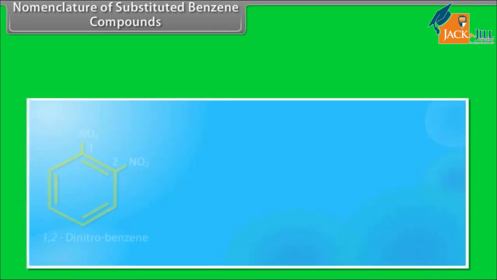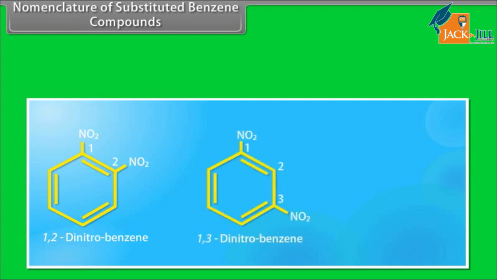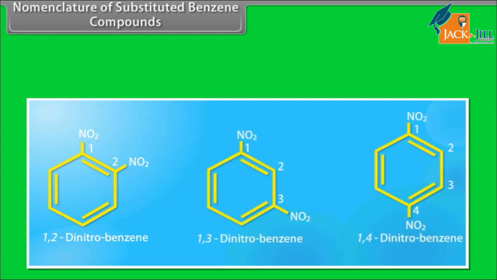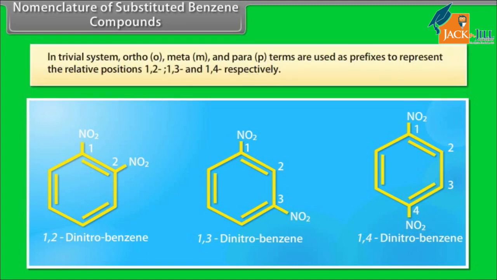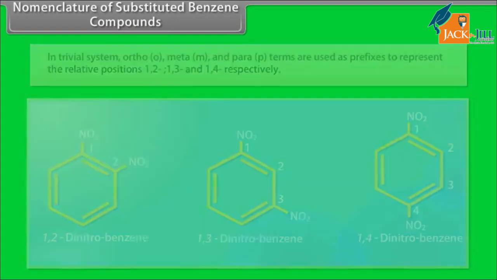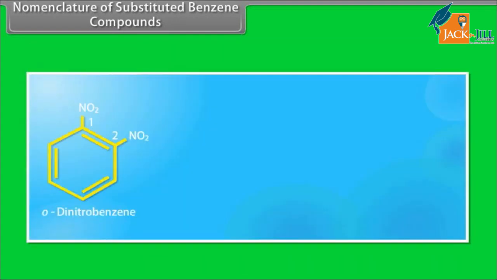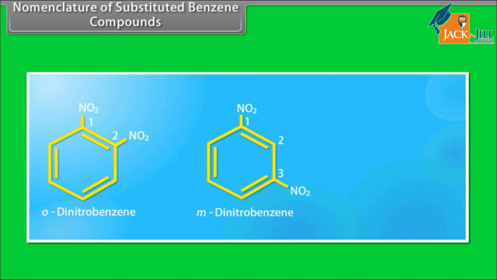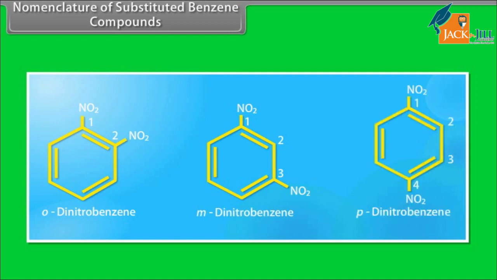For example, 1,2-dinitrobenzene, 1,3-dinitrobenzene, 1,4-dinitrobenzene. In trivial system, ortho, meta, and para terms are used as prefixes to represent the relative positions 1,2, 1,3, and 1,4 respectively. For example, ortho-dinitrobenzene, meta-dinitrobenzene, para-dinitrobenzene.